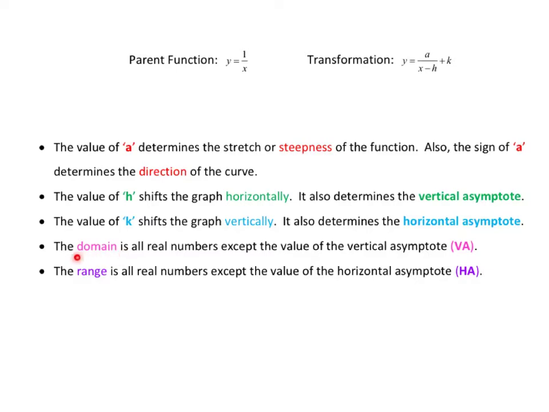The domain of a rational function is all real numbers except for the value of the vertical asymptote. Again, we'll learn more about this in just a few minutes, but other than the vertical asymptote, the domain is all real numbers. Now, along with that, the range is also all real numbers except for the horizontal asymptote. Now that we've gone over what the different values mean in a rational equation, let's look at some graphs.